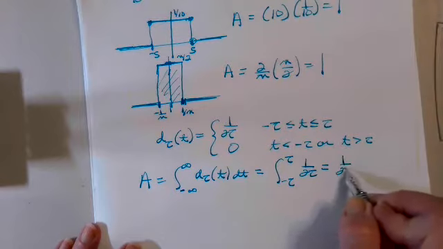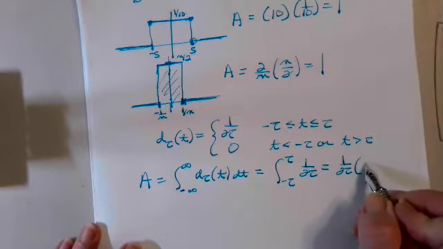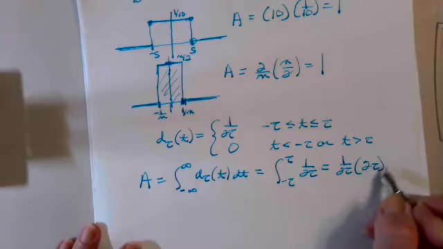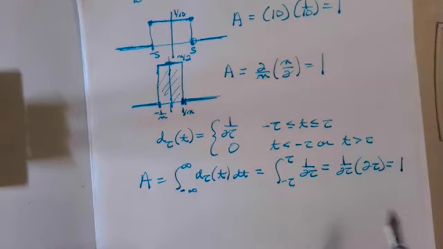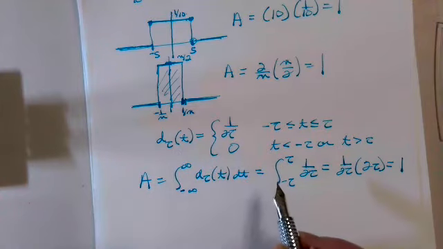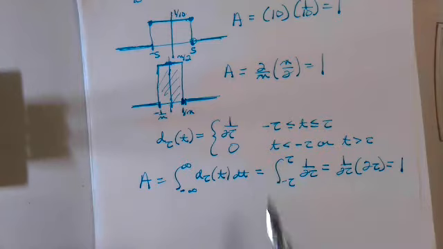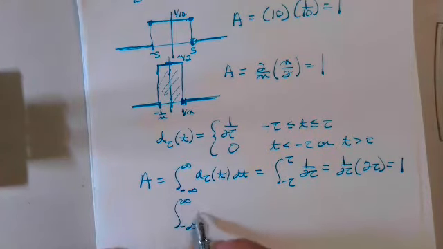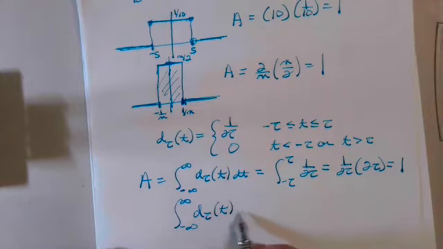So that's 1 over 2 tau times 2 tau. So that is equal to 1. Okay, so this function d sub tau always has the area under the curve being 1. So we'll remember that the integral from minus infinity to infinity of d tau of t dt equals 1.